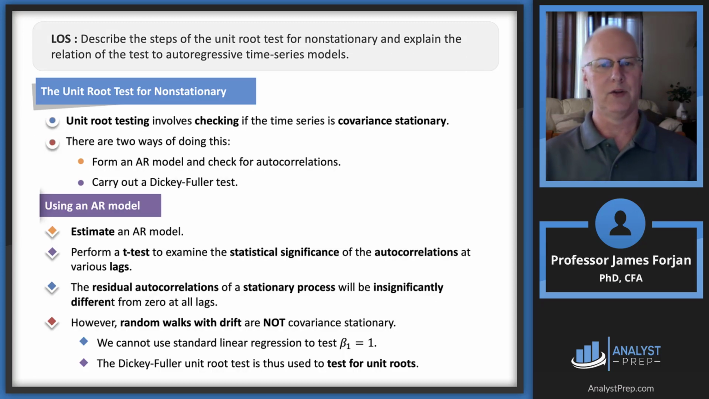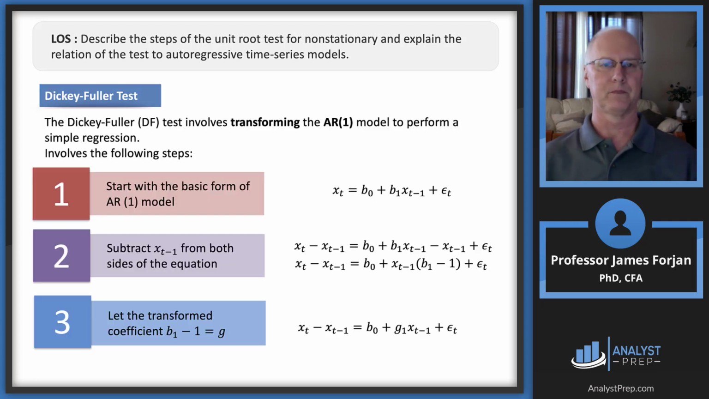Let's go ahead and do this unit root test for non-stationarity. The unit root test involves checking to see if the time series is covariance stationary. There are two ways to do this. We can check for autocorrelations and we can carry out that Dickey-Fuller test. Then we're going to estimate an autoregressive model, do the t-test, do the residual autocorrelations, and then perform that Dickey-Fuller unit root test to see if there are unit roots.